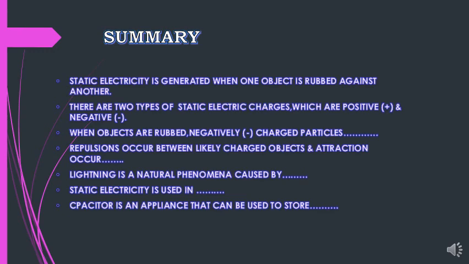Lightning is a natural phenomenon caused by static electric charges. Static electricity is used in televisions, photocopy machines and radios. A capacitor is an appliance that can be used to store static electric charges.